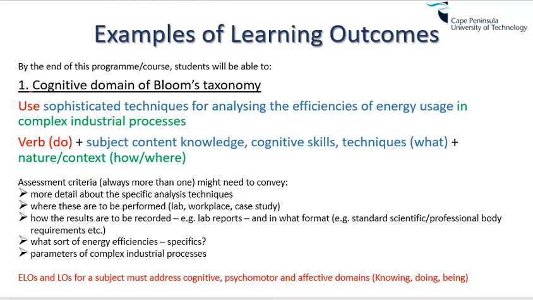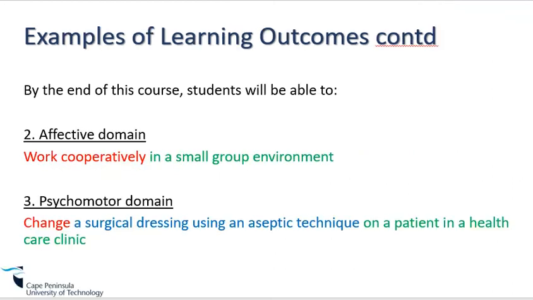That's why I'm suggesting that this is for an exit level outcome. Just remember that your exit level outcomes and learning outcomes for a subject must address the cognitive, the psychomotor, and affective domains. Obviously, each one is not going to address all three, but you should have a mix of cognitive, psychomotor, and affective learning outcomes, okay? The knowing, the doing, and the being.